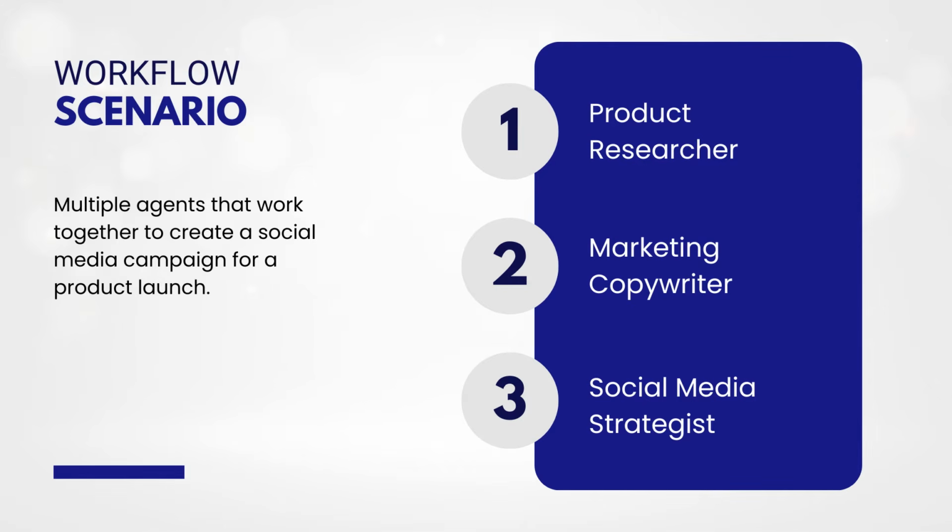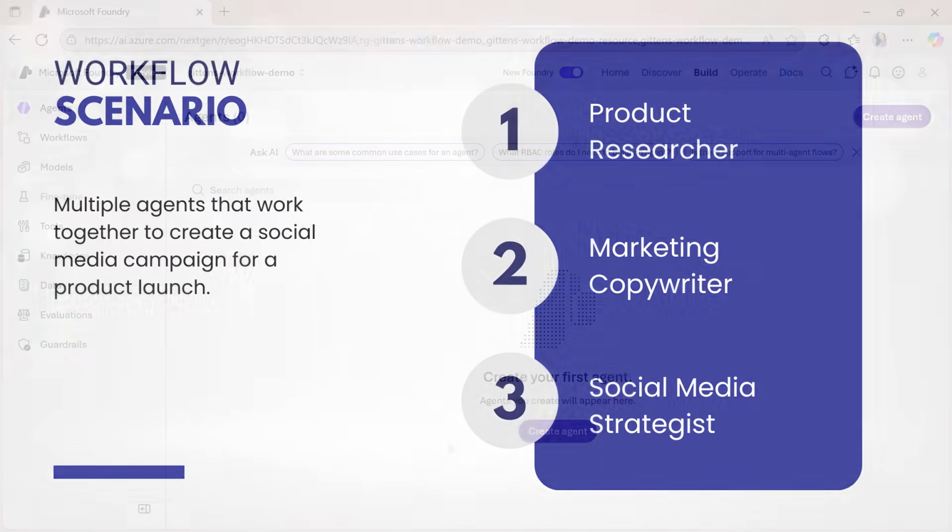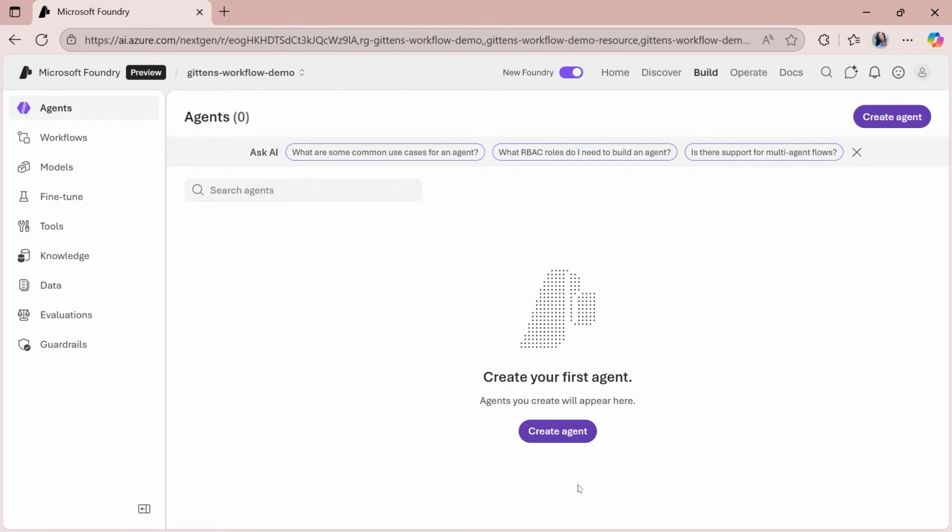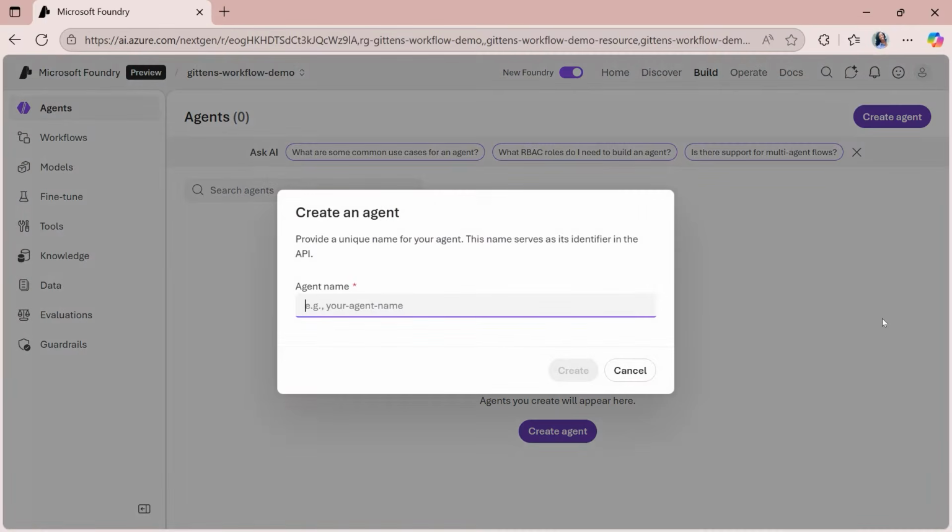One's going to be a product researcher. The other is going to be a marketing copywriter. And then the final one is going to be a social media strategist. And as I introduce each agent, I'll take you through what it is that they're actually responsible for. So to kick things off, we're going to go to create agent and we're going to provide a unique name for our agent. So for this first one, I'm going to call it product researcher and then create.